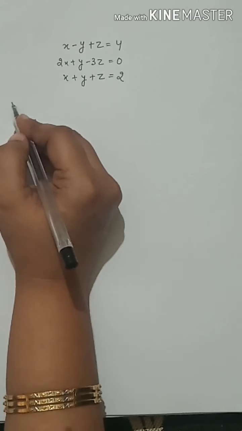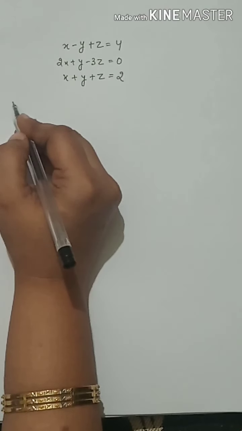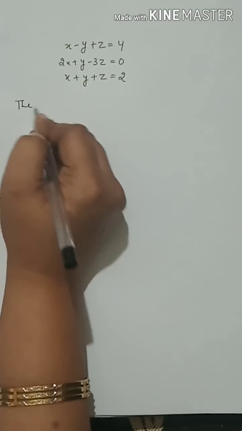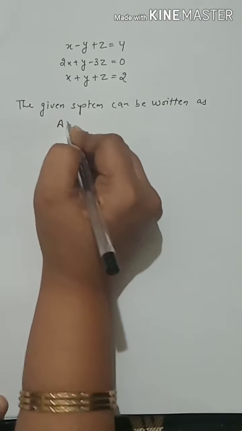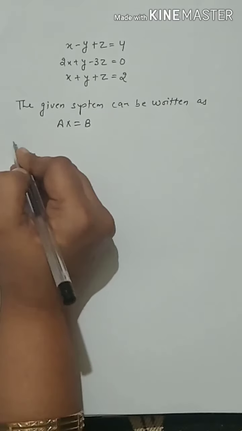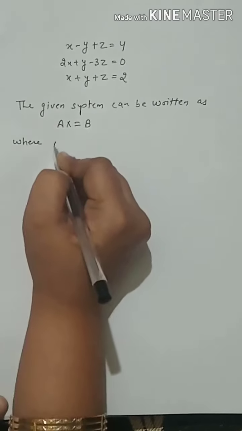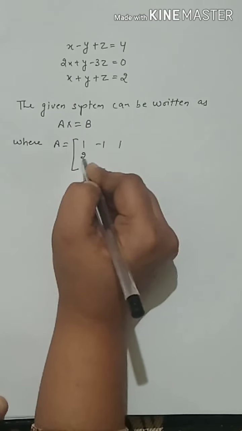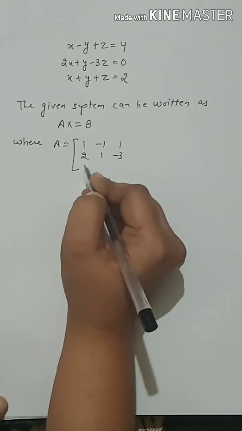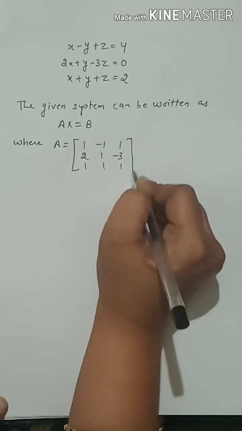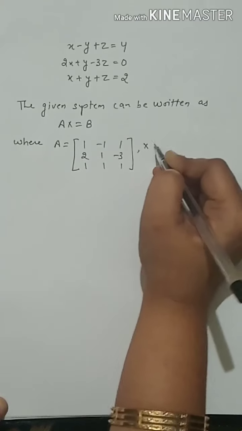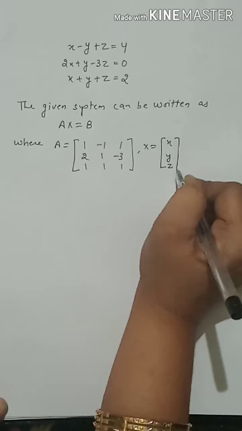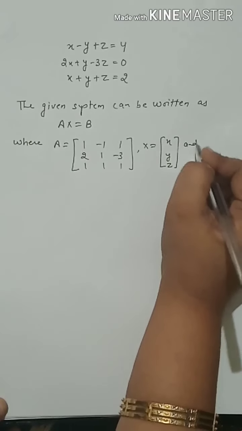Students, today we will solve the given system of equations using matrix method. The given system can be expressed as AX = B, where A is the matrix [1, -1, 1; 2, 1, -3; 1, 1, 1]. It is also known as the coefficient matrix. X is the matrix [x, y, z], and B is the matrix [4, 0, 2].